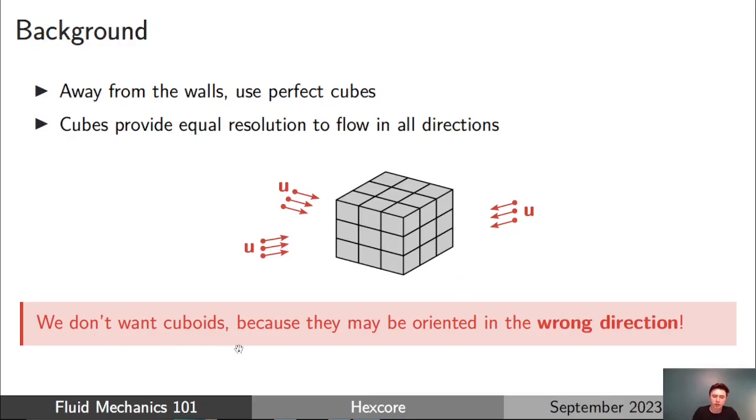And the reason we don't want cuboids away from the wall, of course, is because they may be oriented in the wrong direction, particularly if we don't know what direction the flow is in. And that can lead to issues with the Courant number and aspect ratio, which I've been through in a previous video. So you can always go back and look at that video if you want some more information about why you wouldn't want to use cuboids away from the wall, even if they are perfect cuboids.